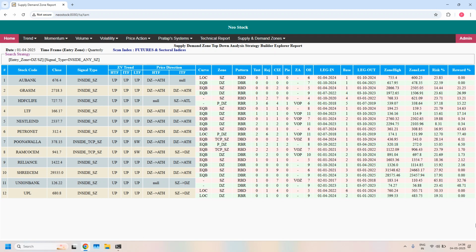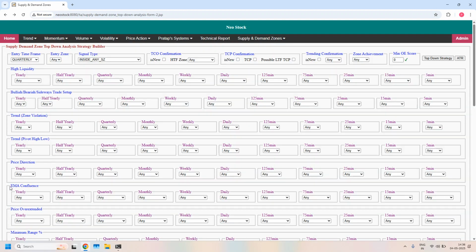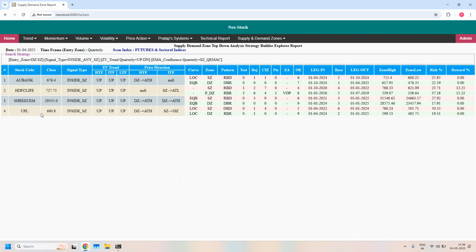We can further filter this list based on quarterly supply zone having quarterly EMA confluence. Quarterly time frame, setting the filter, quarterly supply zone having quarterly EMA confluence. And also trend on the quarterly should not be sideways, setting up or down. With these filters, now the list has come down to 4 stocks. So these 4 quarterly supply zones have more probability to succeed compared to the other stocks in the earlier filter. So this is about the quarterly time frame.